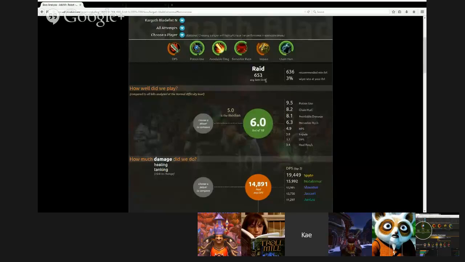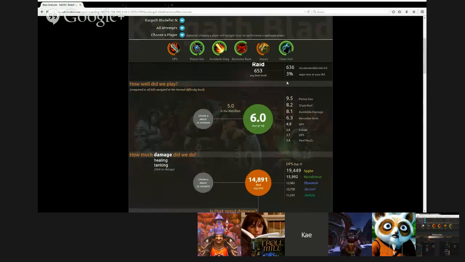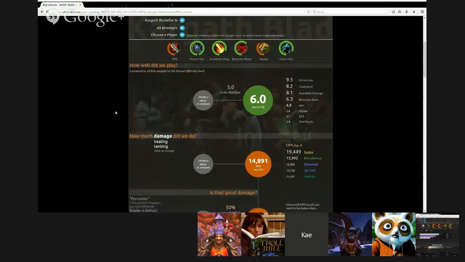For our raid, we had an average item level of 653. The recommended item level for this fight is 636. So we should have a 3% wipe rate given our item level. It gives you some basics there. Basically, 5 is the medium. We scored a 6. You can see here the individual breakout of how our group performed.